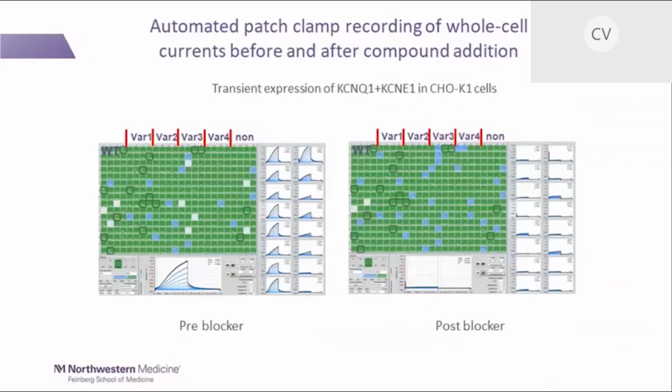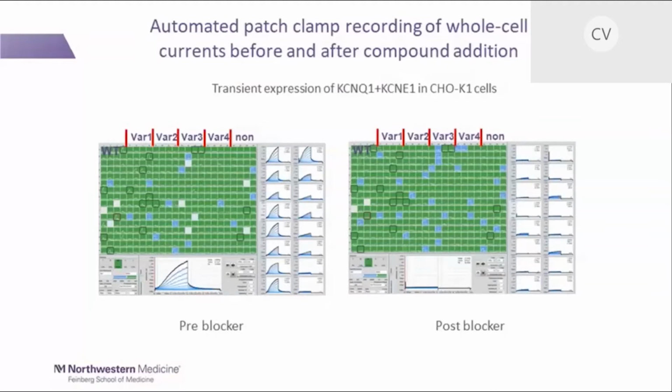This slide and the next 6 are examples of what type of assays and results you can obtain by using the system that we have. This figure is an example of an automated patch clamp recording of whole cell currents before and after adding a compound. This recording is from CHO cells transiently expressing KCNQ1 plus KCNE1, which form the IKs channel, which is critical for cardiac action potential repolarization.